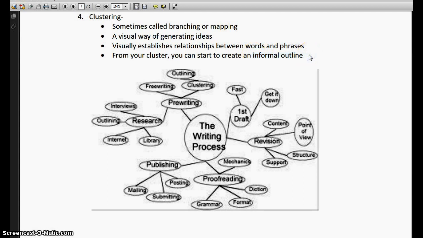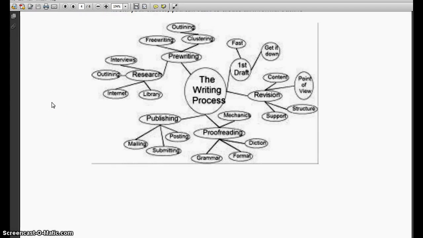Because if you take a look at pre-writing here, and what forms of pre-writing? Pre-writing could be our topic sentence, and then we could use free writing, clustering, and outlining as maybe some minor details or examples. So that's a good way also to start forming an informal outline.